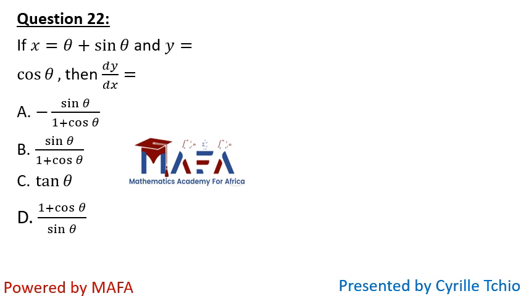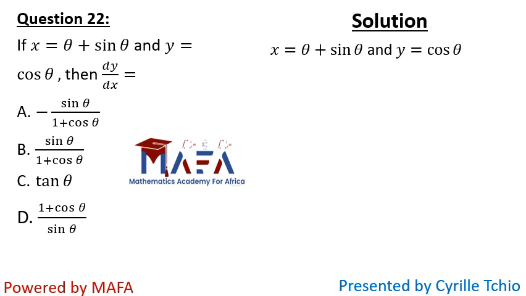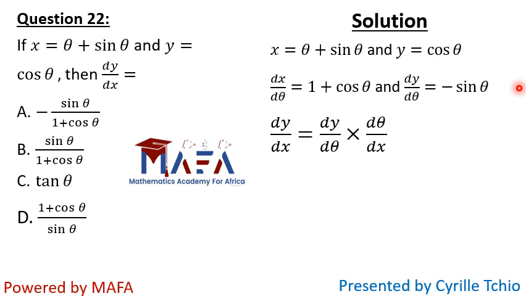Question 22. If x is equal to theta plus sine theta and y is equal to cos theta, then we need to find dy/dx. That's the equation given to us: x equals theta plus sine theta and y equals cos theta. It's just a parametric equation. You know that dx/d theta is equal to 1 plus cos theta, and dy/d theta is equal to negative sine theta.